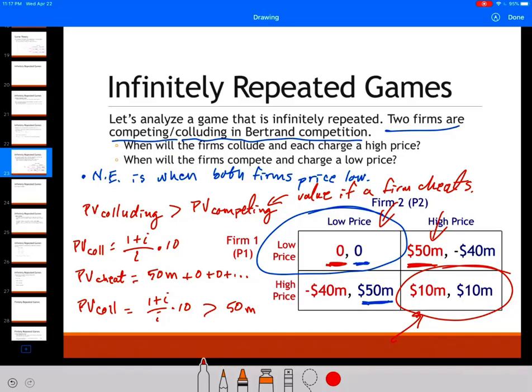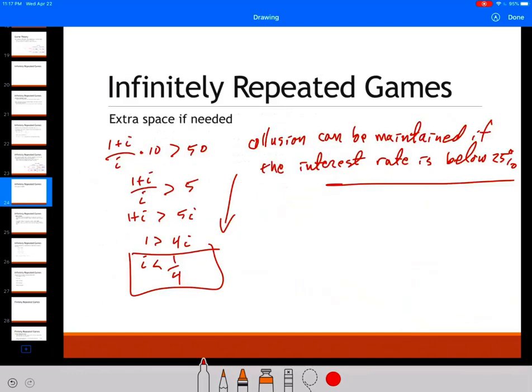Given a low enough interest rate, it makes more sense for a firm not to try to cheat and instead to try to collude, okay? That's what it means when you get this interest rate that's below, say, 25%, right? So a lower interest rate means that they would be able to collude because in the long run, it's better off for them to act like monopolists. Now, again, legally, this is illegal in the United States, but some firms try to do this, okay?